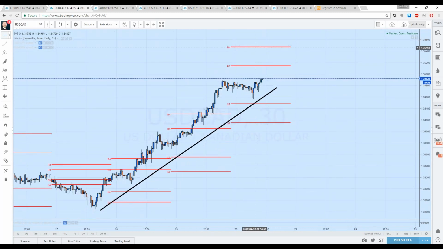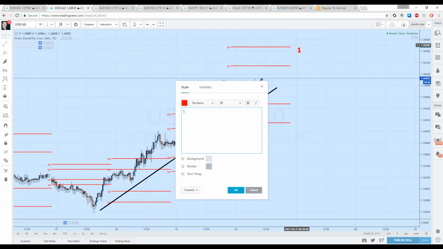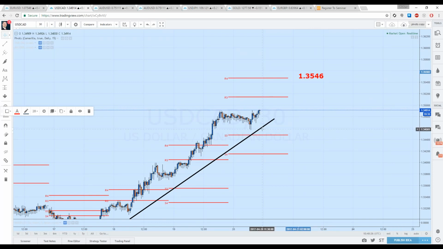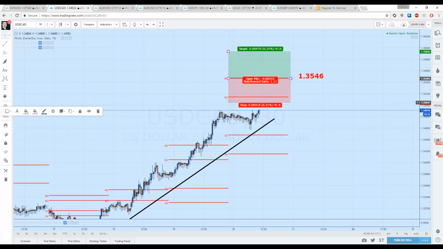Traders looking for the next breakout may look above 135.46. Today's breakout would look similar to this example.